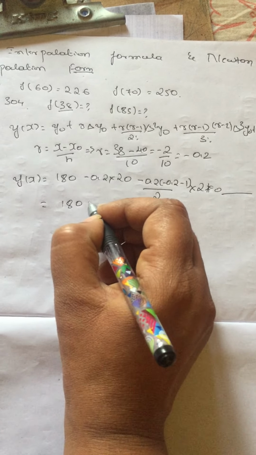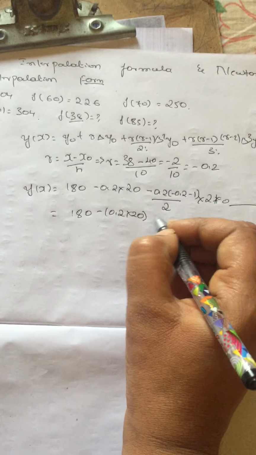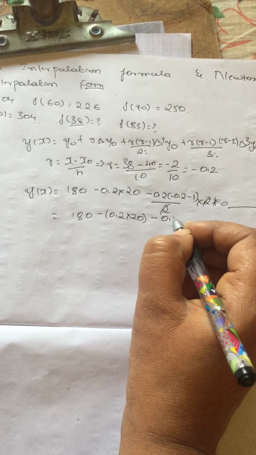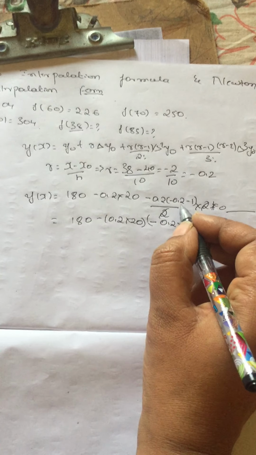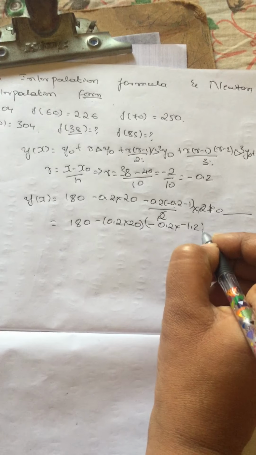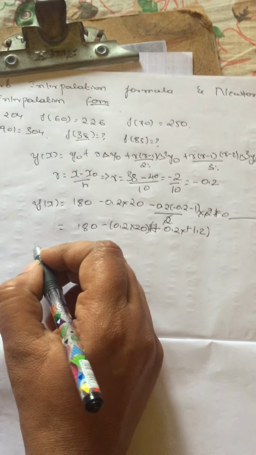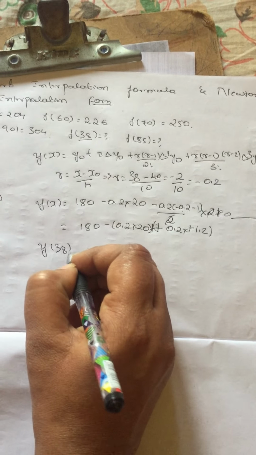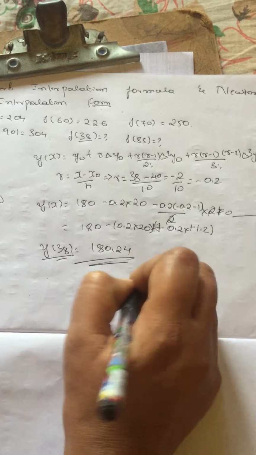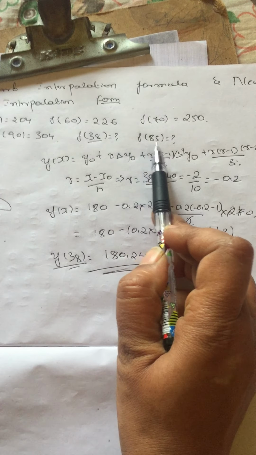Then 184 minus 0.2 into 20. Next, the 2 cancels. Here minus 0.2 into minus 0.2 minus 1 becomes minus 1.2, this minus cancels and we get plus. Now simplifying, we get y of 38 value 180.24.